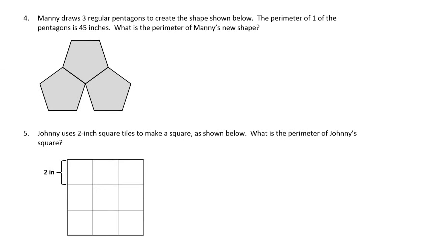Manny draws three regular pentagons to create the shape shown below. The perimeter of one of the pentagons is 45 inches. What's the perimeter of Manny's new shape? So it's really important here to notice that these are regular pentagons, which means all the sides are the same.